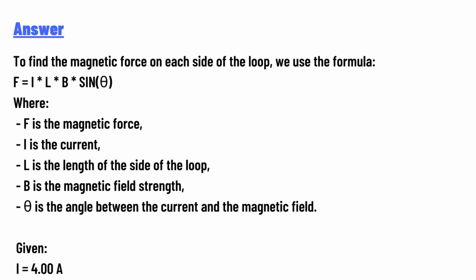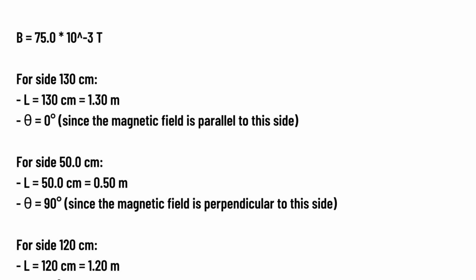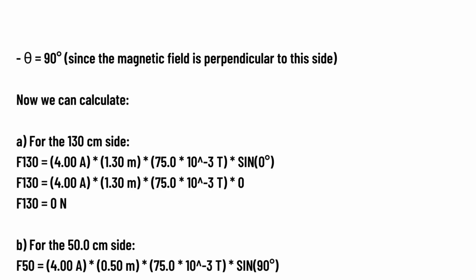Given I is equal to 4.00 ampere, B is equal to 75.0 multiplied by 10 raised to power minus 3 T. For side 130 cm, L is equal to 130 cm is equal to 1.30 meter. Theta is equal to 0 degrees since the magnetic field is parallel to this side. For side 50 cm, L is equal to 50.0 cm is equal to 0.50 meter. Theta is equal to 90 degree since the magnetic field is perpendicular to this side. For side 120 cm, L is equal to 120 cm is equal to 1.20 meter. Theta is equal to 90 degree since the magnetic field is perpendicular to this side.